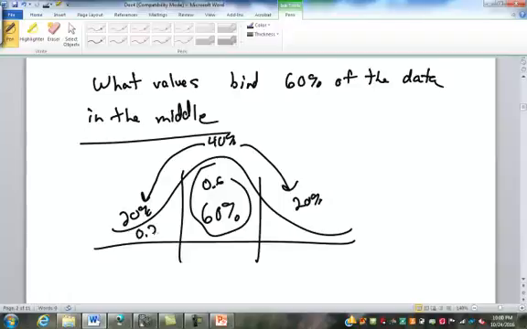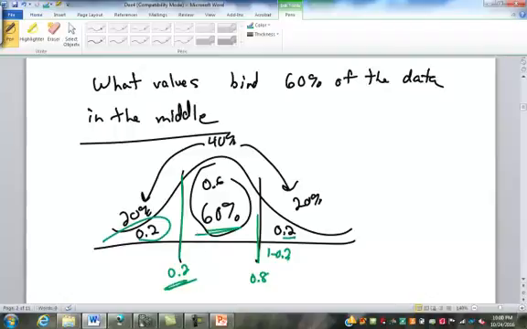So this has a probability of 0.2. This has a probability of 0.2. But remember, we're looking at the probability to the left, so this would correspond to 0.2 here, because that is to the left. This is not going to correspond to 0.2. It's going to correspond to 1 minus 0.2, or 0.8. Now notice between 0.2 and 0.8 is 0.6, so that is our 60%.